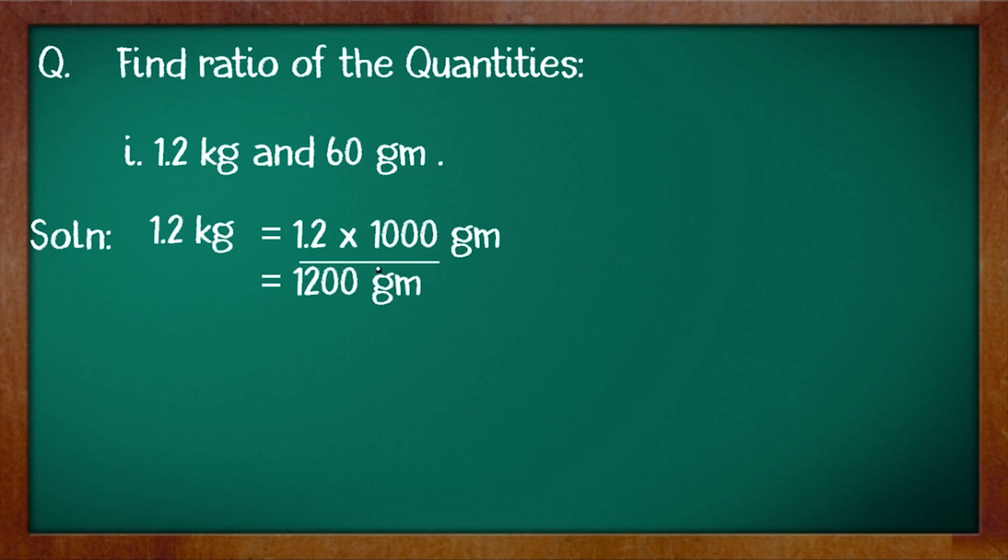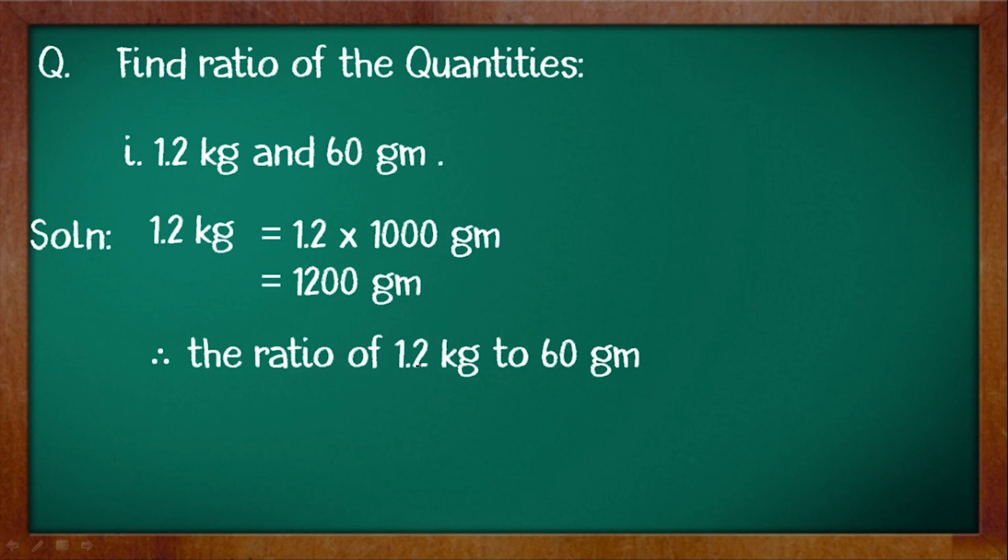How many zeros are there? There are 3 zeros here, 1 2 3. So we'll move the decimal position 3 places this side, 1 2 3. So how many zeros will be there? One zero here, one zero here, so it will become 1200 grams. So this is 1200 grams.